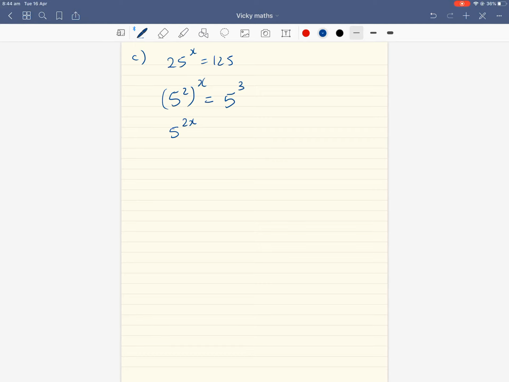So 5^(2x) = 5^3. Because the bases are the same, therefore the powers must be the same. So in other words, x is 3/2. Let's do one more.